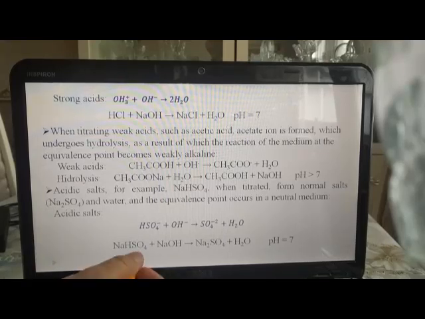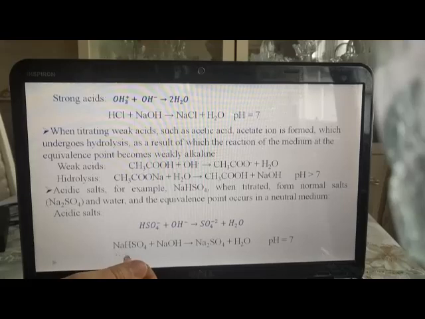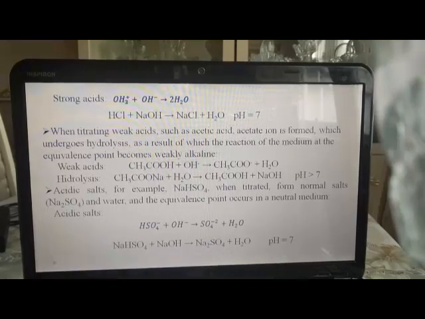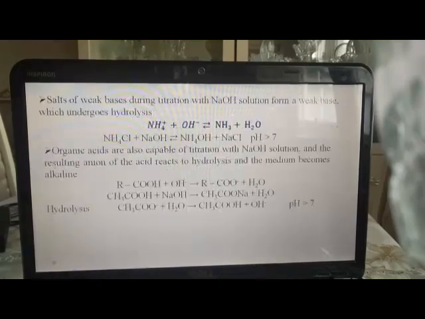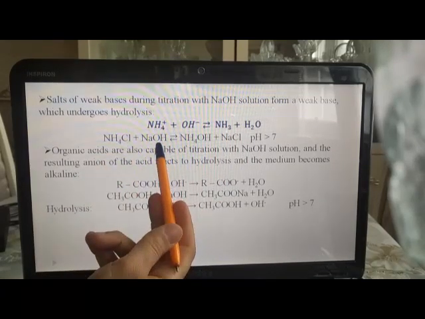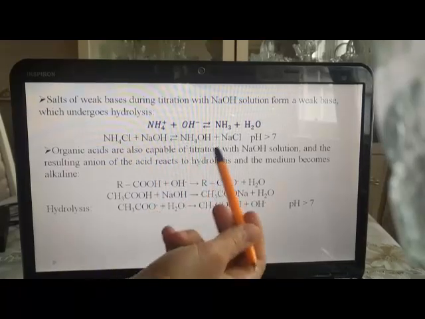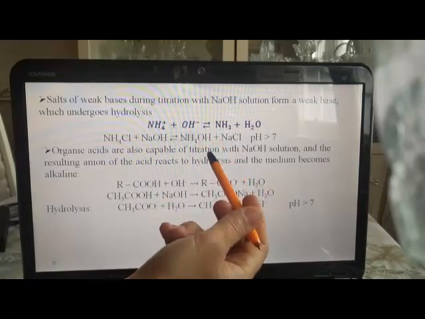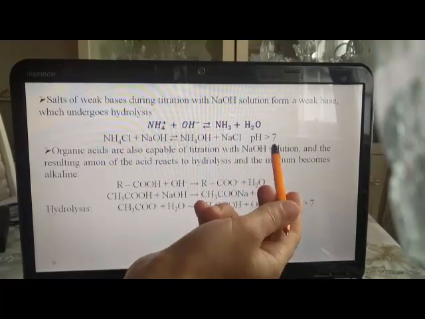Acidic salts, for example sodium hydrosulfate, when titrated form normal salts, for example sodium sulfate and water, and the equivalence point occurs in the neutral medium. Titration of the acidic salt sodium hydrosulfate with a titrant solution of sodium hydroxide, the pH of the medium is equal to 7. Salts of weak bases during titration with sodium hydroxide solution form a weak base which undergoes hydrolysis. For example, ammonium chloride with strong sodium hydroxide forms weak ammonium hydroxide base, and the pH of the medium is more than 7.